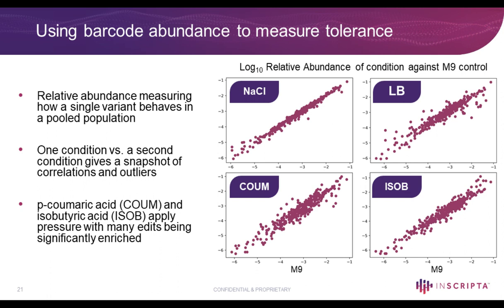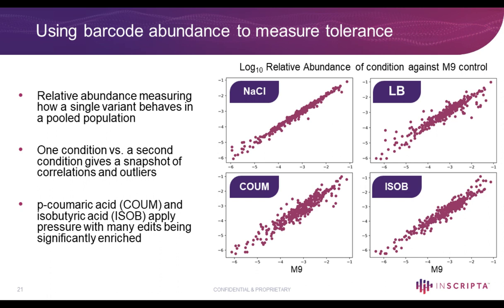So the relative abundance is how much of the individual barcode is in the entire pool of barcodes. Each of these 4 plots is one of the 4 different chemicals that we tested against. Along the x-axis is the log10 relative abundance in M9. So you can see an interesting effect for NaCl. You see that it's quite condensed along a line.